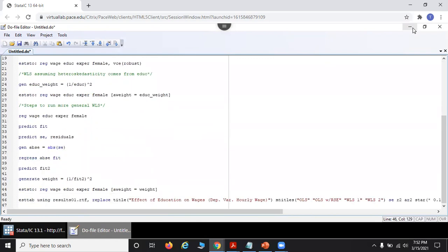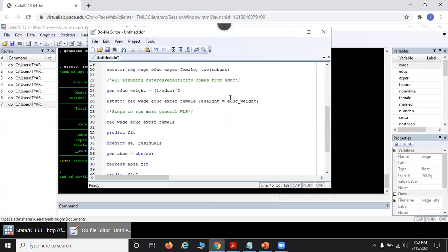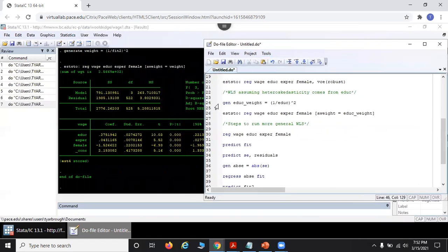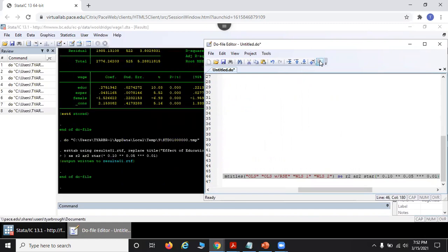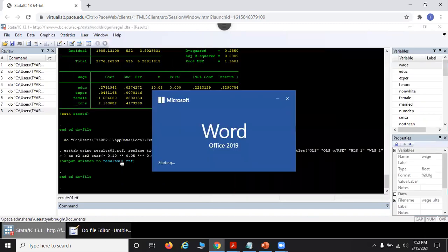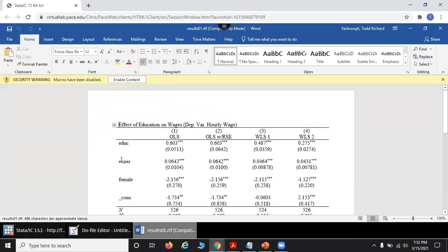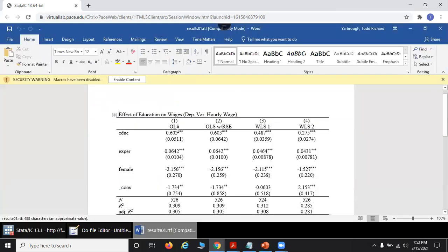Okay, so let us run this last bit of code, and then let's check out our nice, beautifully made table. Okay, so we've run that last bit of code and we click on it. So we have four models: the baseline, ordinary least squares with robust standard errors, and then our two weighted least squares models. Again, the third one here is where we're only accounting for heteroskedasticity coming from education and nowhere else.